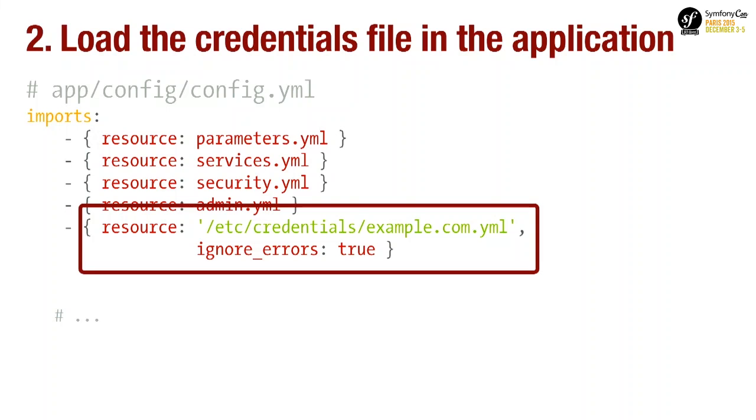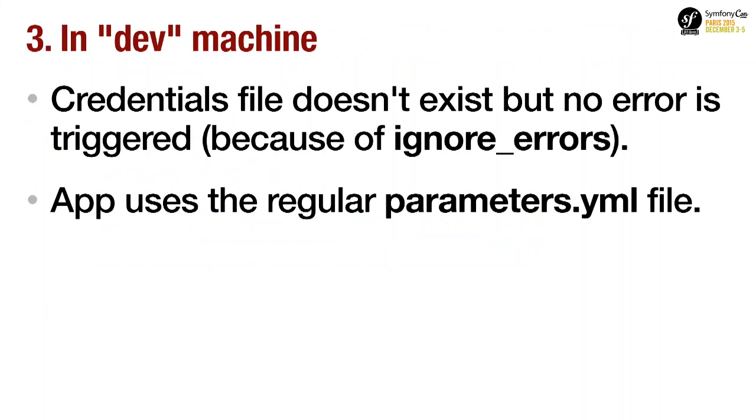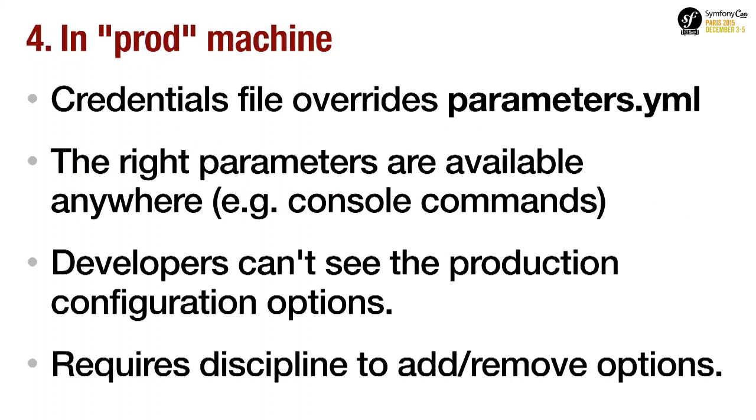So the local machine, the local developer, won't have that file, but the application won't fail because of the ignore errors option. So the application locally will use the normal parameters YML file, and everything will work. But in the production server, that import will override the parameters YML options. So the right parameters, the hidden parameters, will be used in the application. And since you are importing them in the regular Symfony config, they will be available everywhere. I mean, in the console commands, for instance, which are a bit tricky to work with environment variables.